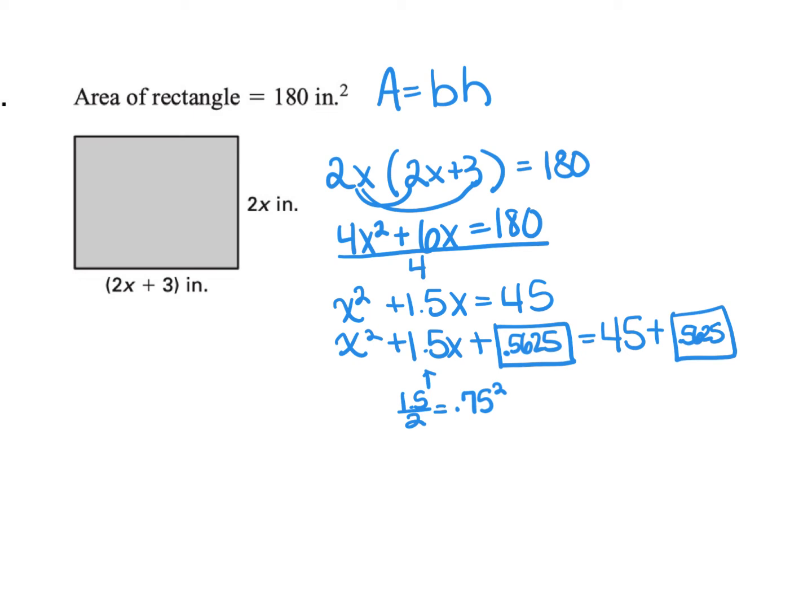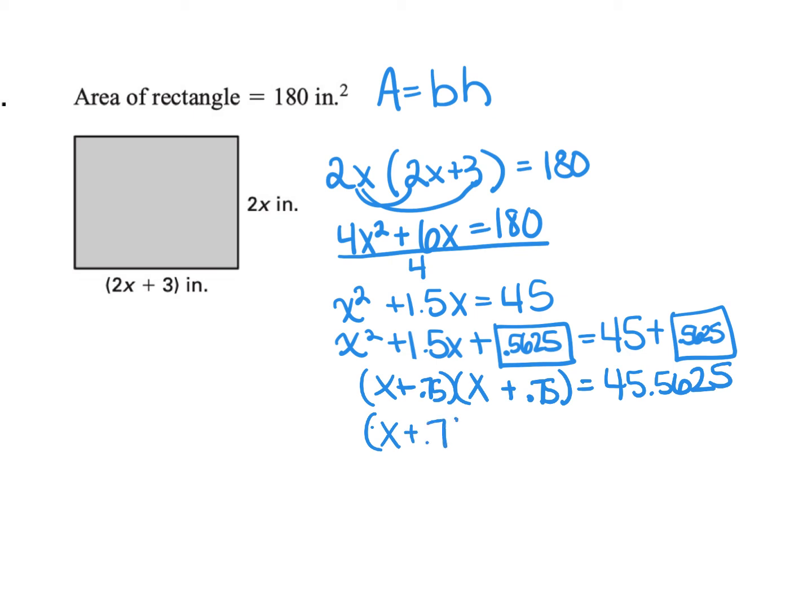All right, so now let's go ahead and factor this. Remember, this is 0.75 and then 0.75, and because I've got a plus, I'm going to have pluses here. And then this will equal 45.5625. So x plus 0.75 squared is equal to 45.5625. All right, so now let's take the square root of it.